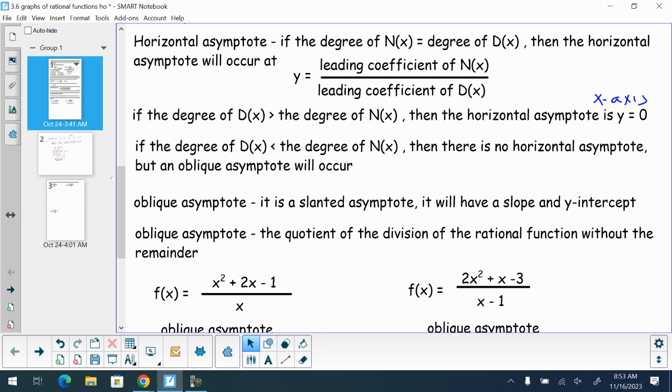Once again, this goes back to the idea of an infinite limit. Your remainder goes to 0, and your function will approach that line as you approach infinity and beyond.